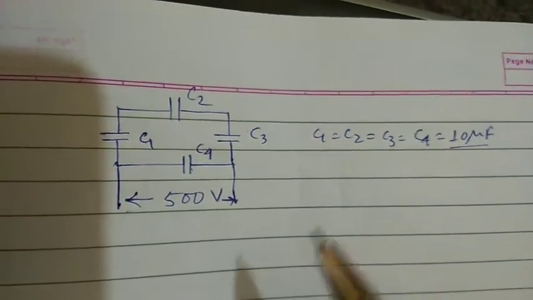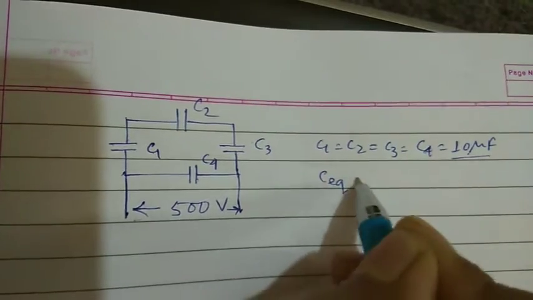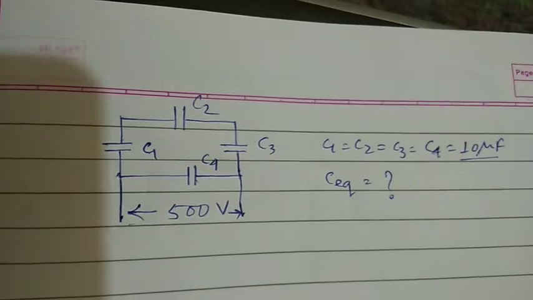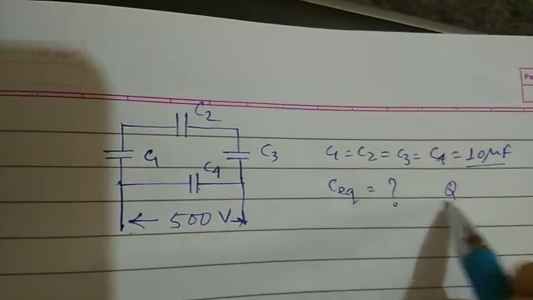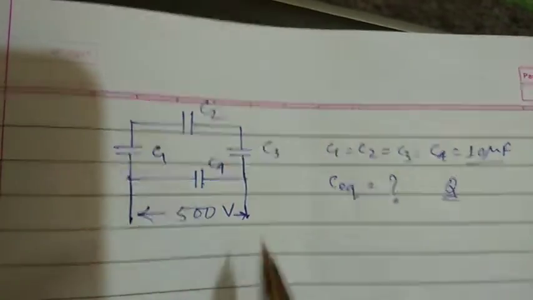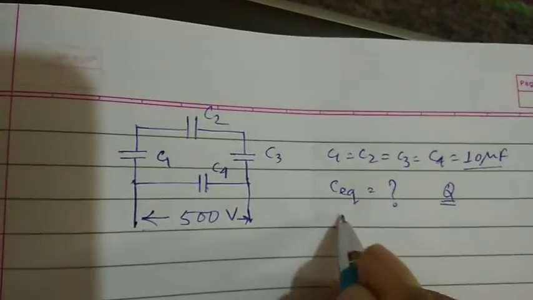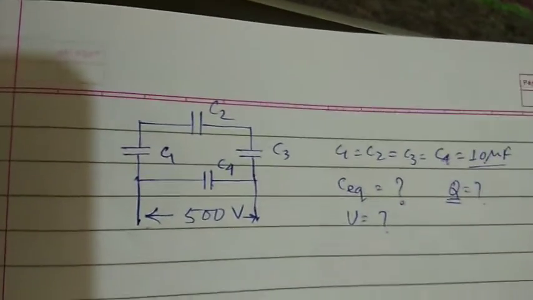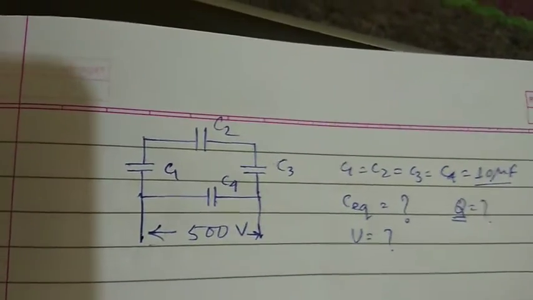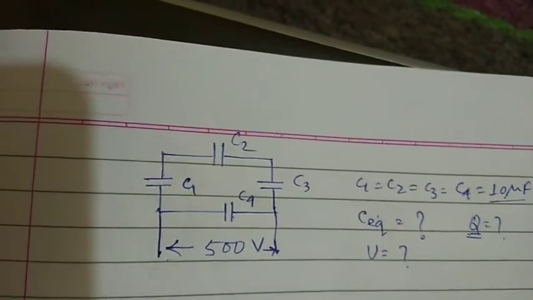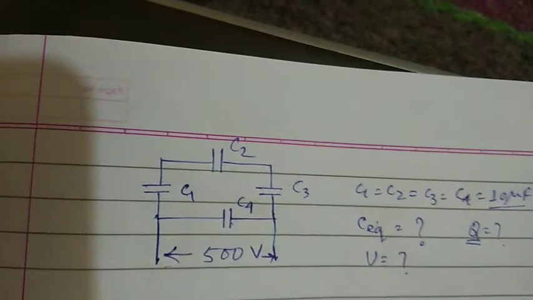So C equivalent we have to find, and the charge on each capacitor, that is Q, and also the total energy stored in this system. So we have 3 things to find. For that, first we have to find the equivalent capacitance. To find that, we have to understand which capacitors are in series and which are in parallel.